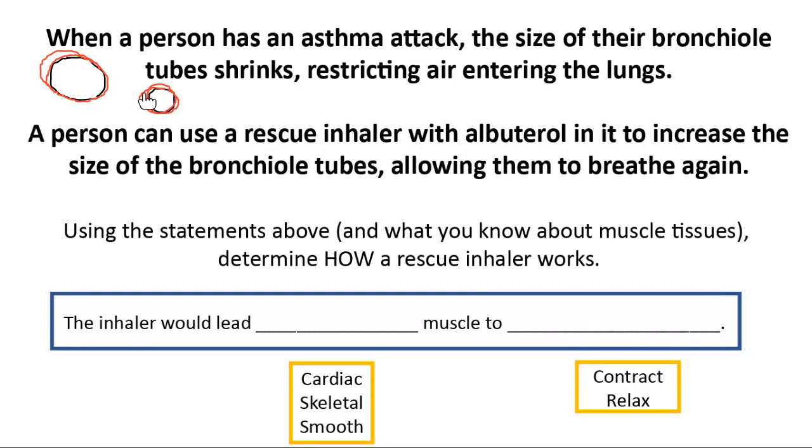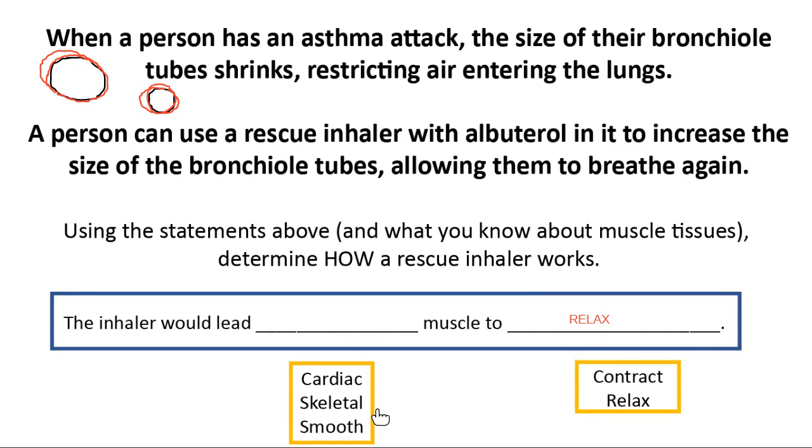So when we're talking about using a rescue inhaler, are we going to want our muscle tissue to contract or relax when we use that inhaler? What do we want to go on with those muscles? Yeah, we want those muscles to relax. When my muscle tissue is contracted, when it's squeezing together, it is kind of squishing itself down. It's not allowing those cells to have any space between them. So when they relax, when they spread back out, there's more space in the middle. So we know that we want our muscle tissue to relax.